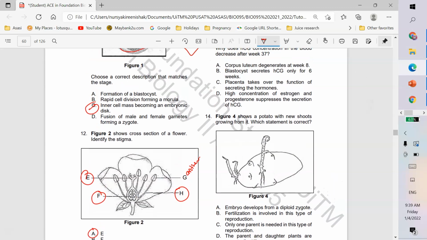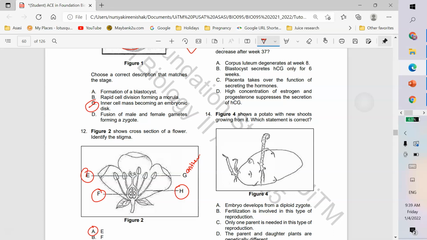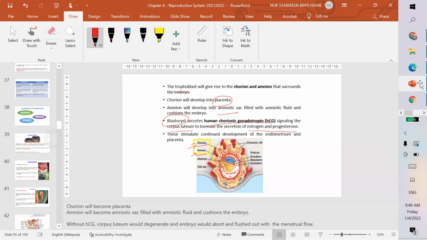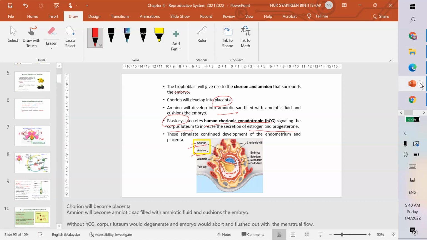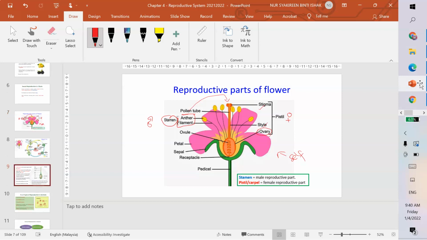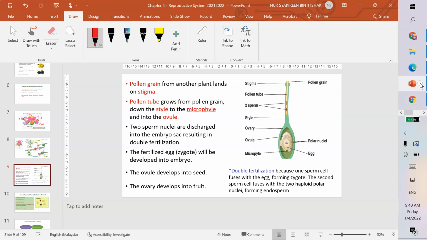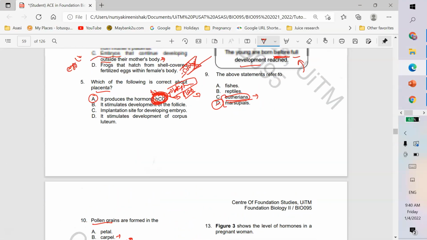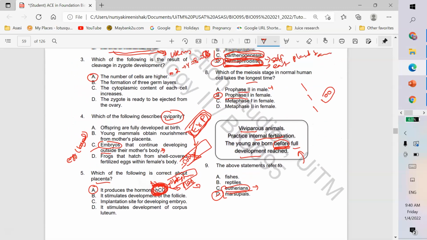So ovule. Kita tengok balik ovule ni dia akan jadi apa nanti? Ovule will become the seed. Okay, ovary will become the fruit. The fertilization occurs. Ovule becomes seed, ovary becomes the fruit. Okay, so you have to know that. Okay, so thank you, Muhammad. So next is Afifah.